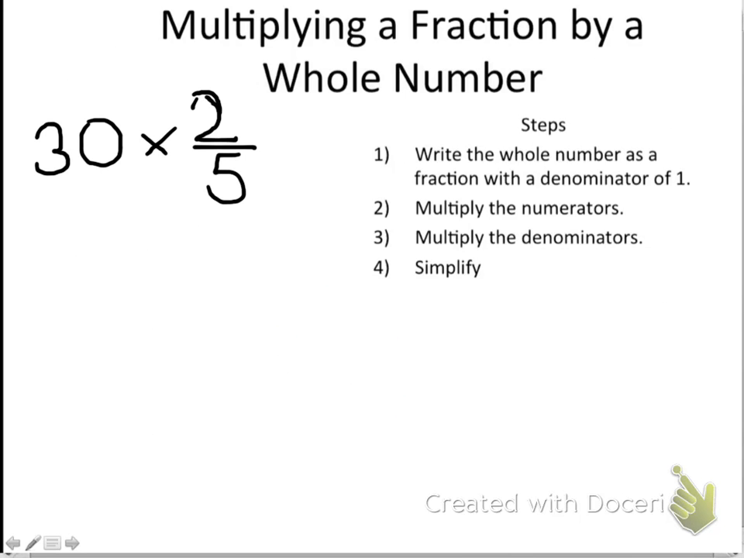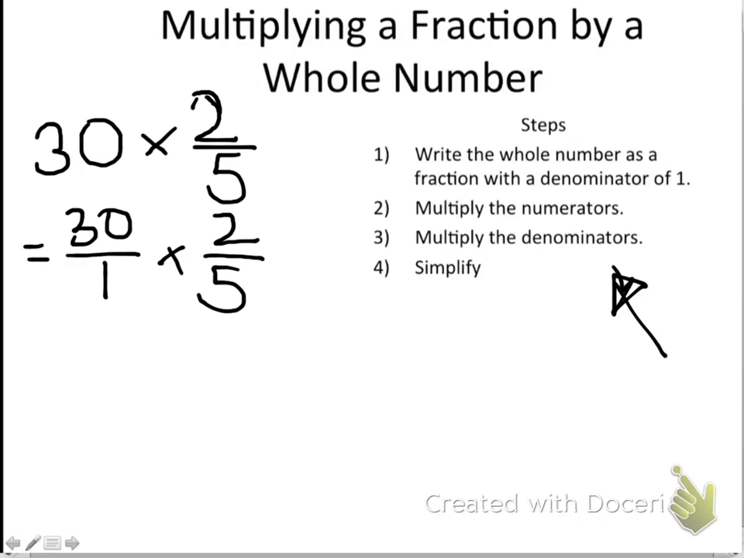Now I'm going to do another example of multiplying a fraction by a whole number. These are the same steps right here that we had written on the last page. So my first step, write the whole number as a fraction with a denominator of 1. That means we need to write 30 over 1 times 2 over 5. And the reason we can write 30 over 1 is because any number written as a fraction over 1 is really just the number itself, because 30 divided by 1 gives 30.